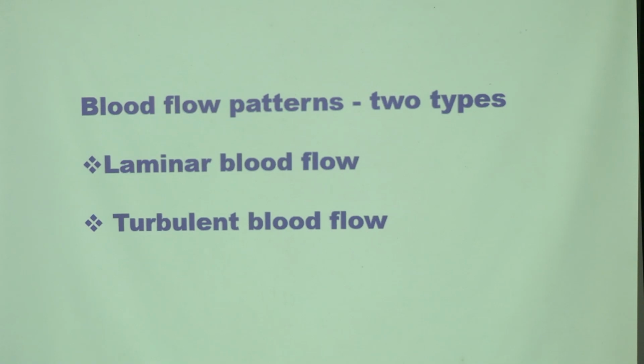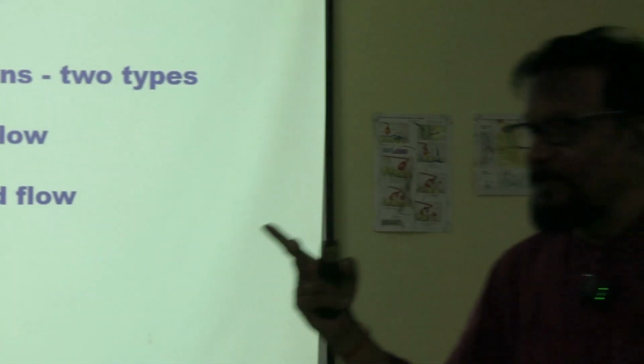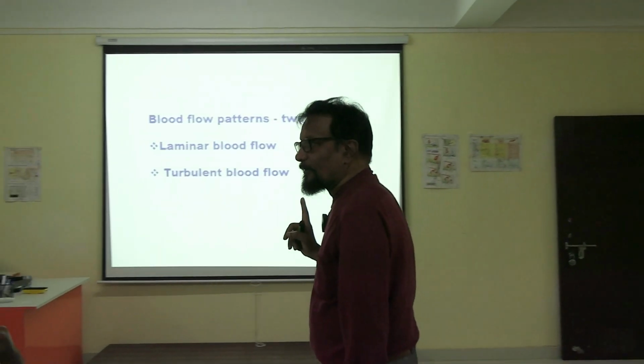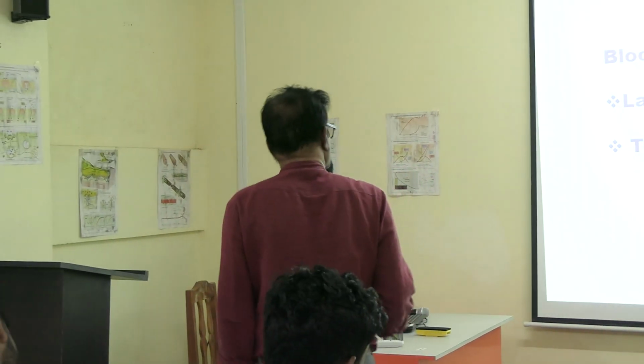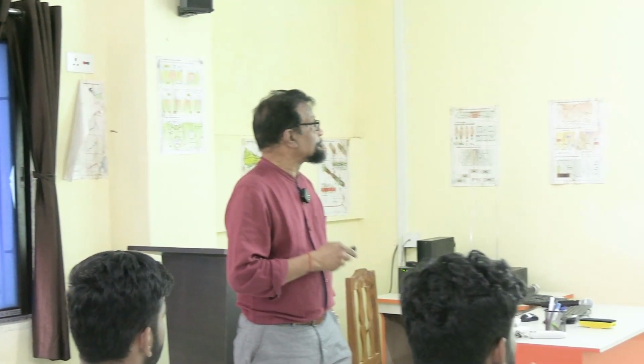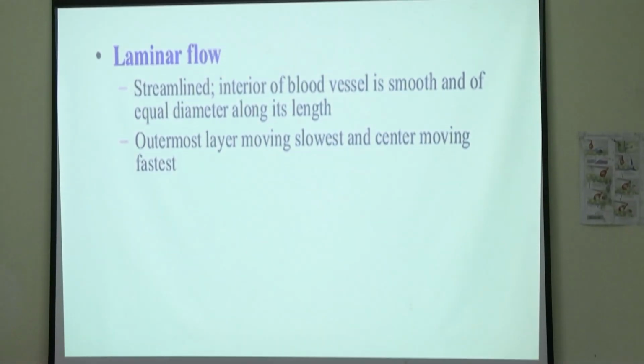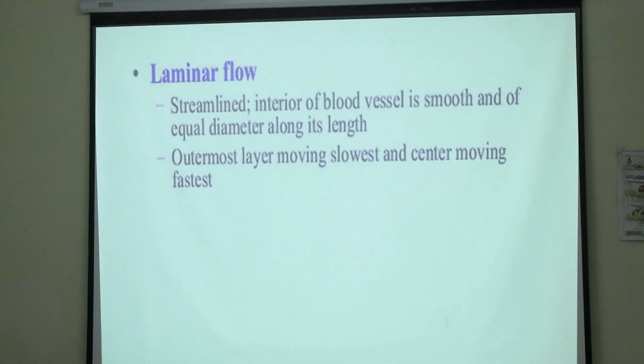Types of blood flow. 2 types. Laminar flow, turbulent flow. So there are 2 types of blood flow pattern. Laminar, remember this, laminar and turbulent. Laminar flow is streamlined.